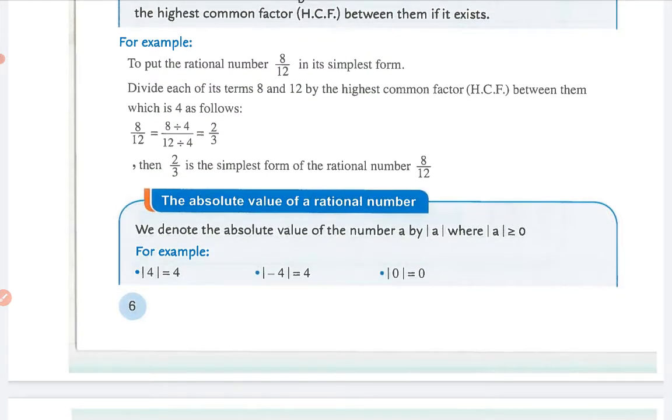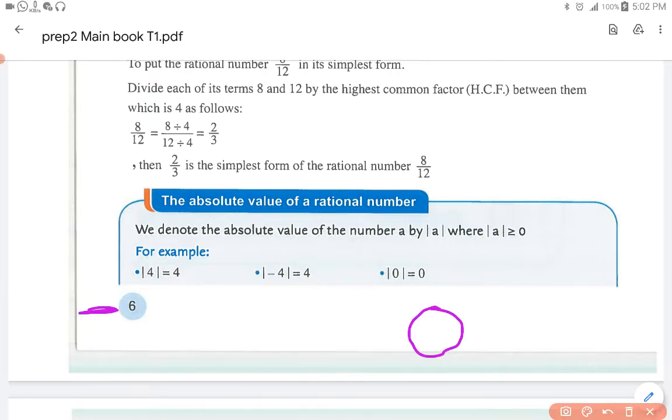The absolute value of the rational number. We denote the absolute value of a number by two lines. بنعمل two lines ونكتب بينهم النمبر. يعني عندي هنا absolute value of a، واحنا عارفين إن الابسوليوت فاليو دايما يبقى greater than or equal 0.